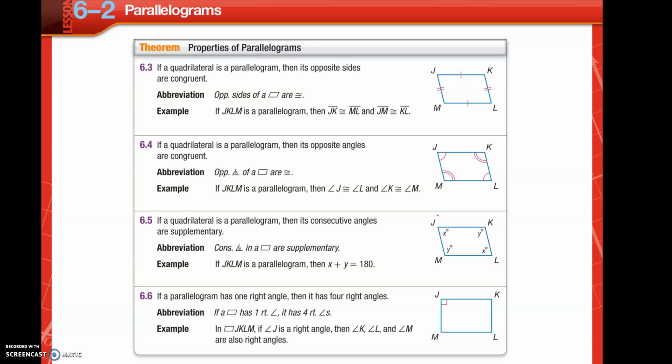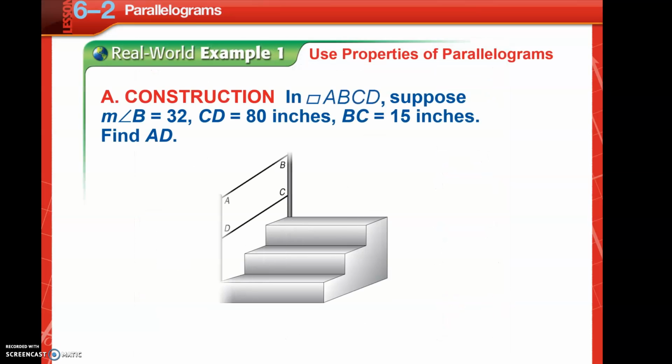And if it has one right angle, they're all going to be right, because we know these two are going to add to be 180. So if this is 90, this has to be 90. And these two are equal, so those both have to be 90. And these two are equal, so those both have to be 90. So if we have one 90 degrees, they're all 90 degrees. So here we know some things about this parallelogram.